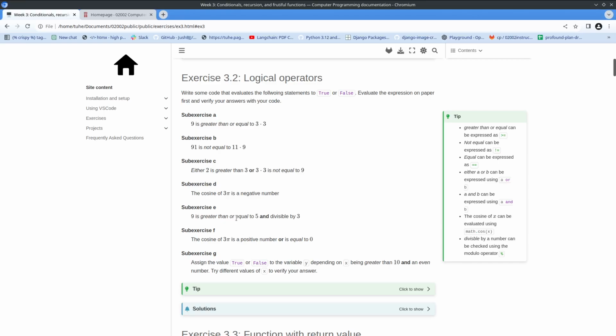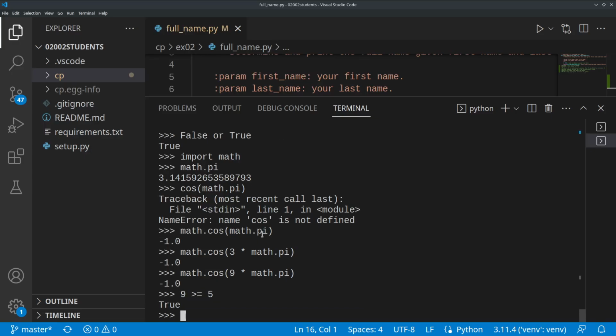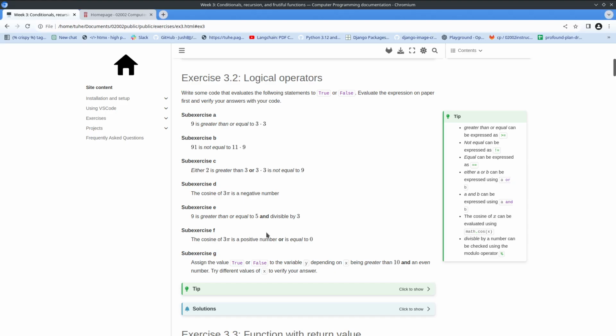9 is greater than or equal to 5 and divisible by 3. Okay, so now it gets a little more tricky. So first let's try with the first condition. We already know how to do that. 9 is greater than or equal to 5. But how do we check if something is divisible by something else?